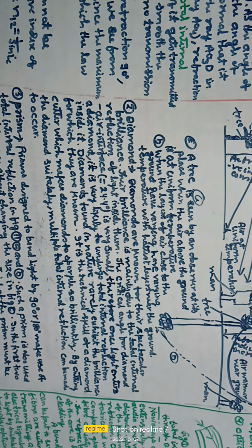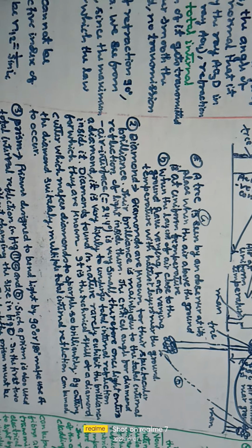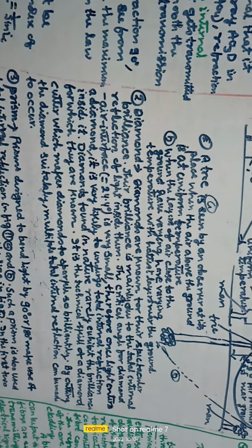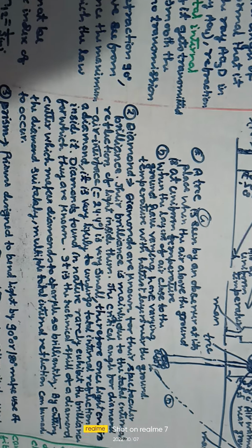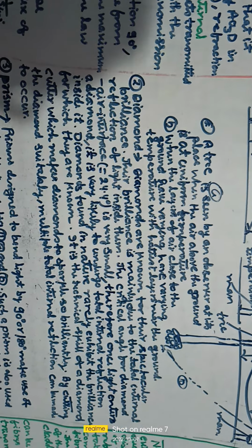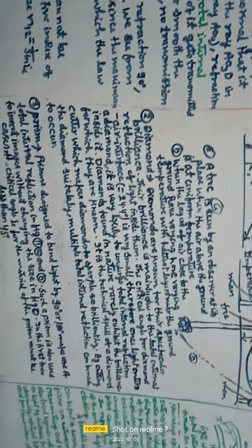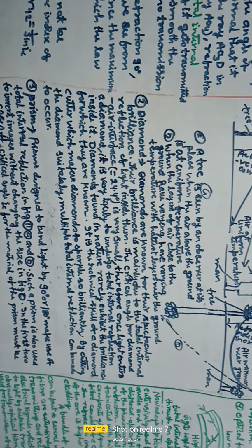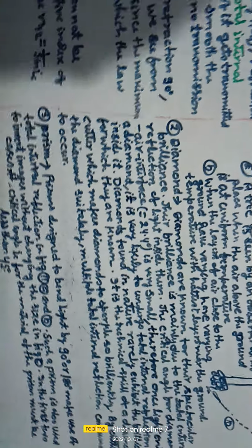Diamonds found in nature rarely exhibit the brilliance for which they are known. It is the technical skill of a diamond cutter which makes diamonds sparkle so brilliantly. By cutting the diamond suitably, multiple total internal reflections can be made to occur.